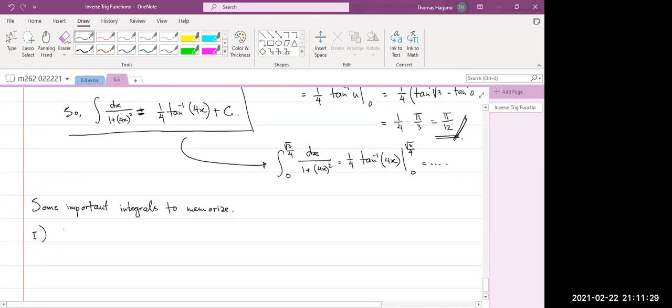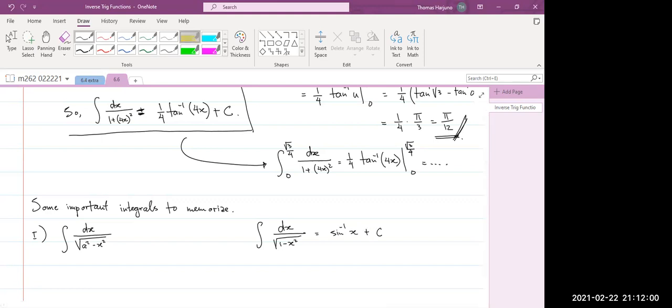The first one, the integral of 1 over square root of a squared minus x squared. The one we have is this, the integral of dx over square root of 1 minus x squared. This one we know, this is sine inverse of x plus constant, right? Now, what happens if I replace that 1 by a squared, something squared? And what will that be?